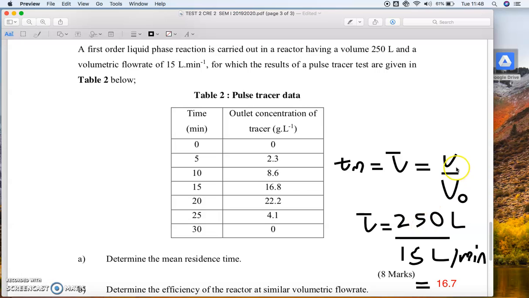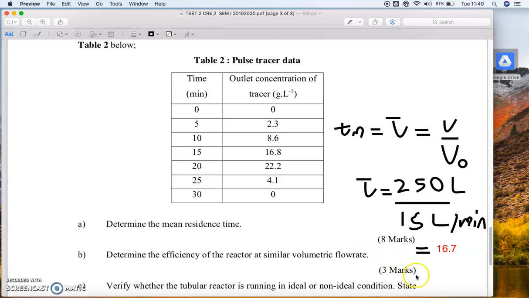In the question, your V is 250 liter and your volumetric flow rate v naught is 15 liter per minute. So you will get around 16.7 minutes. If you compare to what you got earlier in part A, which is 16.3, you can say more or less the efficiency is still the same, almost 100%. So here the answer is almost 100%, 90 point something, 90.9 I assume. That's 3 marks, but you need to show this kind of calculation, right?